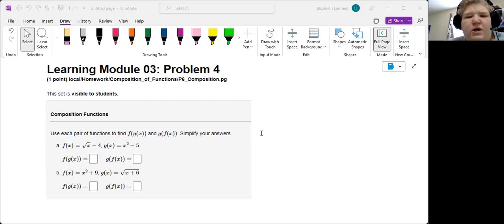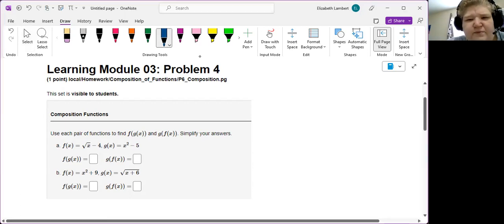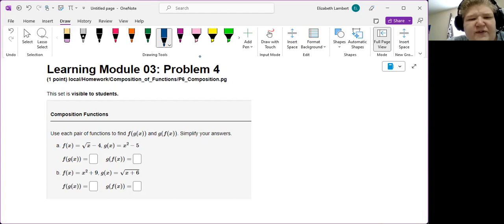So the first one is about composing functions together. This is not the same as multiplication. We're going to put one thing inside the other thing, substitution, not multiplying. And this is problem 4 from the web work. So a here, f of x is the square root of x, and then minus 4 outside the root. G of x is x squared minus 5.